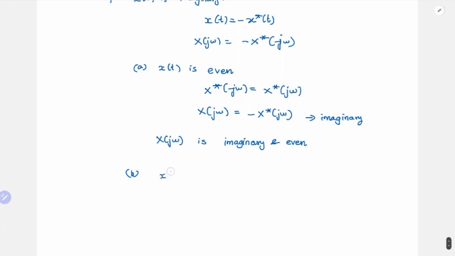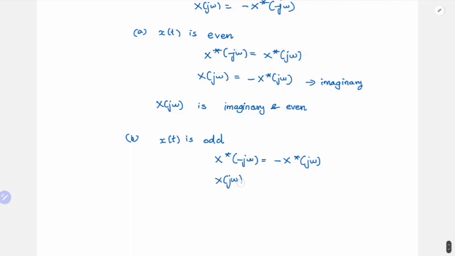What about if x of t is odd? Then x star of minus j omega will be equal to minus x star of j omega. So your x of j omega will be equal to x star of j omega. This implies it is real. So my x of j omega is going to be real and odd. So these are the 4 cases which we saw in the conjugate symmetry.